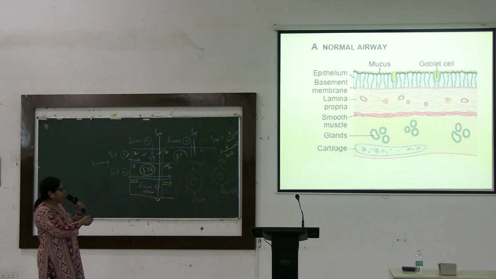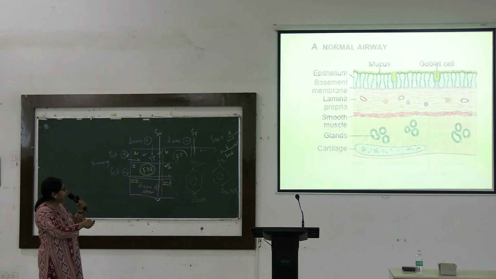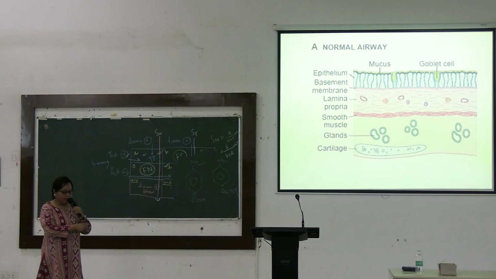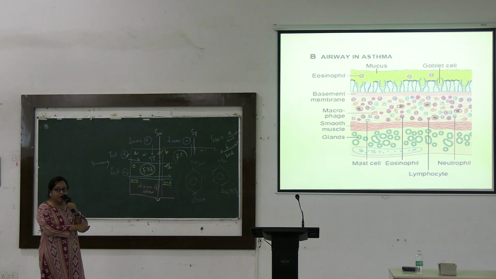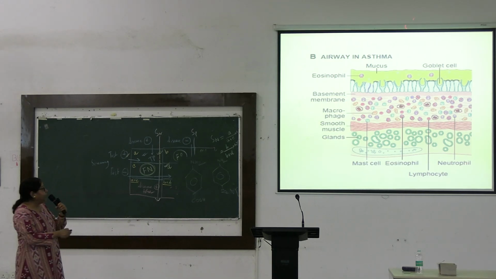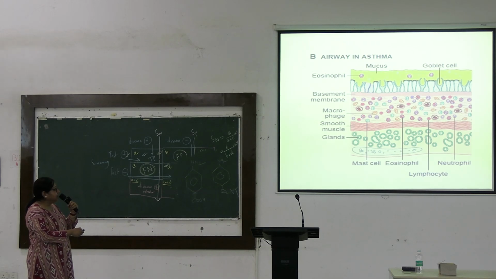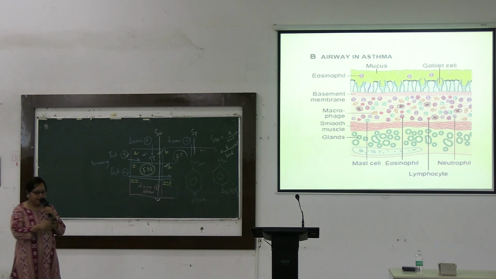So this is the image of normal airway as we can see. But in asthma, you can see the difference. Here, see the epithelium, basement membrane, all is intact. But in the next image, you can see there is increase in eosinophils. In asthma patients, eosinophils are very high. Eosinophilia, there will be secretion of mucus. See, mucus is secreted. There are macrophages, mast cells, neutrophils, lymphocytes. All these are inflammatory cells.